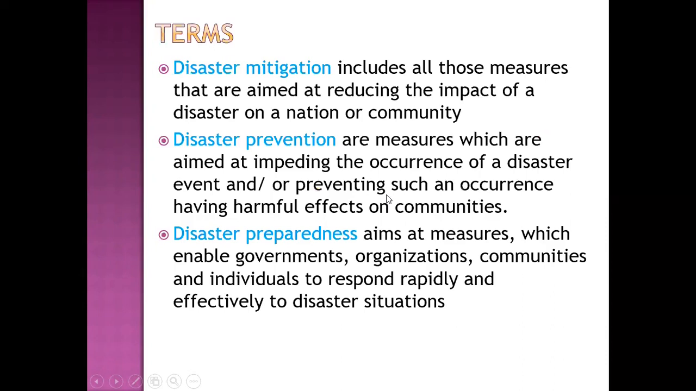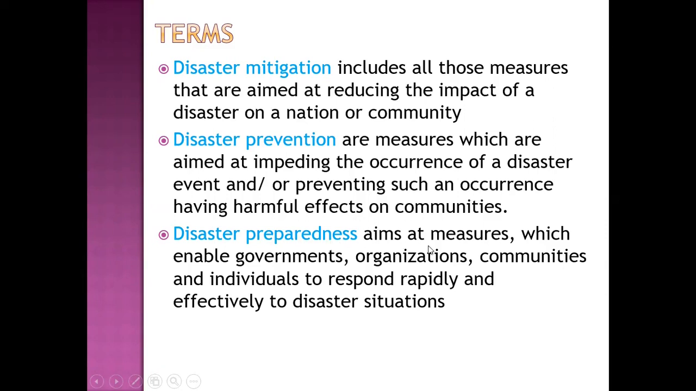Now, disaster management. There are certain terms. Disaster mitigation includes all the measures that are aimed at reducing the impact of a disaster on a nation or community. Disaster prevention refers to measures which are aimed at impeding the occurrence of a disaster event or preventing such an occurrence having a harmful effect on communities.